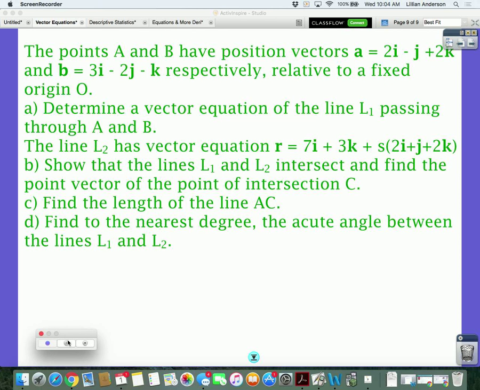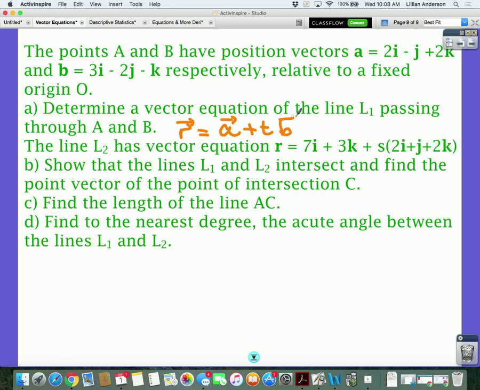Here's the next problem. All right, so the points A and B have position vectors. We have a 3-dimensional one here, relative to the fixed origin O. So it is 0, 0, 0. Now I have to determine a vector equation of the line L1 passing through A and B. Remember, vector equations were in the format of r equals vector a plus a parameter times vector b, where a represents a position vector and b represents the direction.